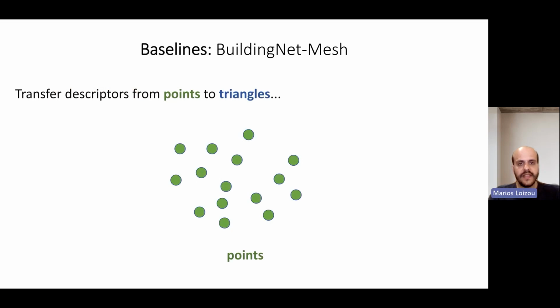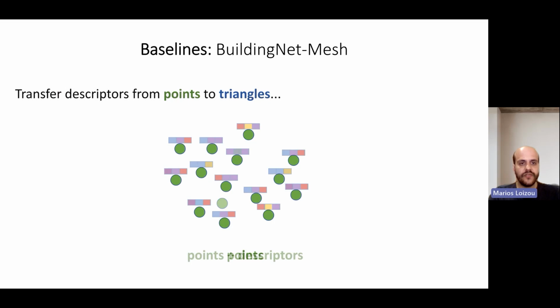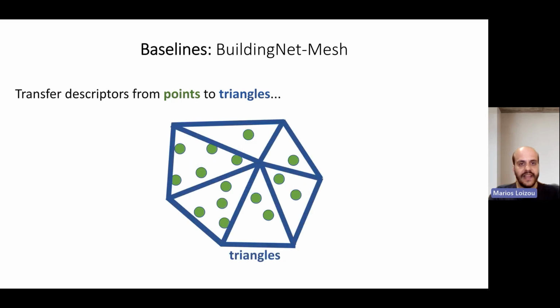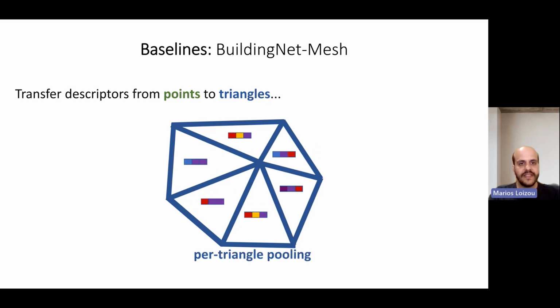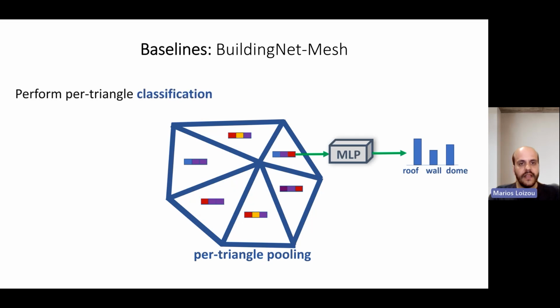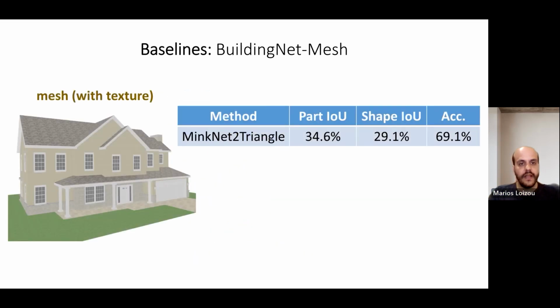For the mesh phase, we tested various baselines. One simple baseline is to first sample points on the mesh, then use MinkowskiNet to extract per point descriptors, and finally aggregate the descriptors for each triangle. Aggregation is performed by using min pooling on the descriptors of points belonging to each triangle to extract per triangle descriptors. Then we employ an MLP and classification layer to label each triangle on the mesh. We transfer point descriptors to triangles using the architecture that we used in the point phase, yet the performance remains low.